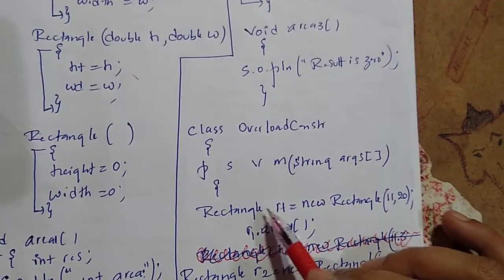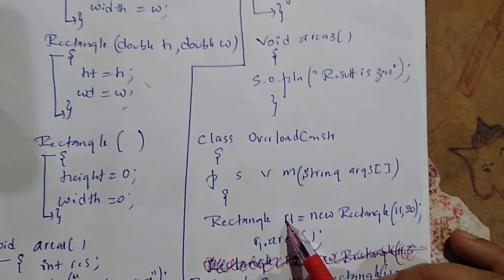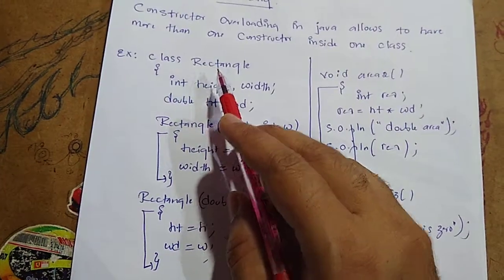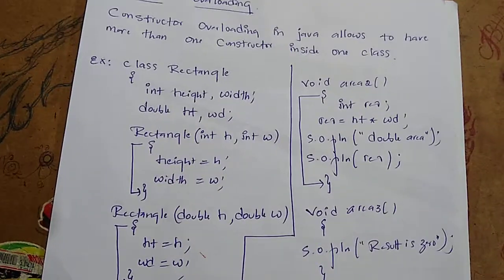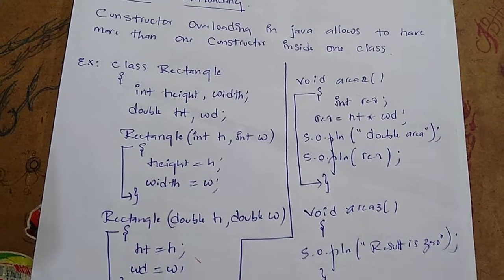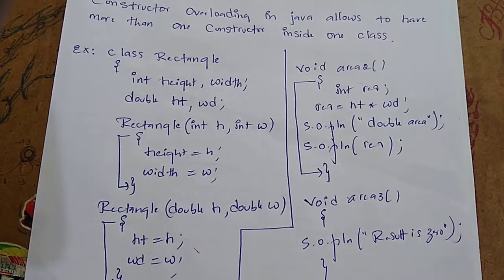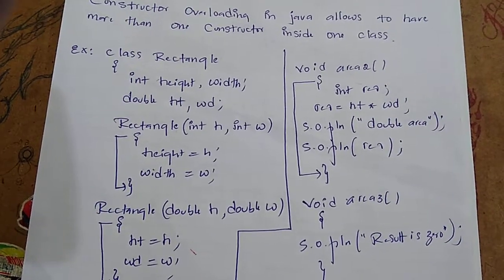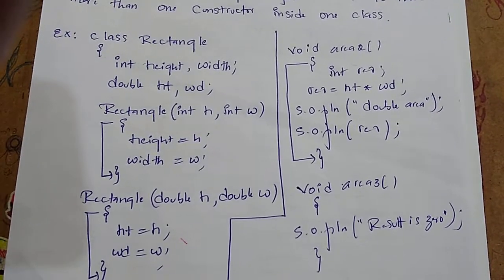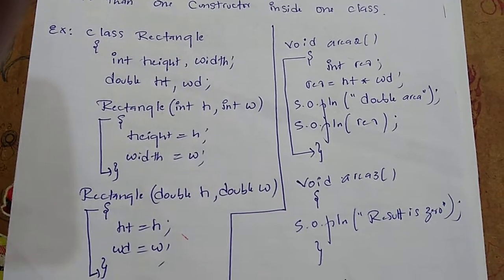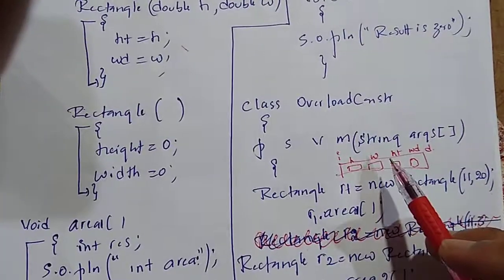Now I created an object of type Rectangle. What will happen? First it will allocate space for the data members. We have four data members: height and width of type integer, and again height and width of type double. For all four data members it will allocate space.